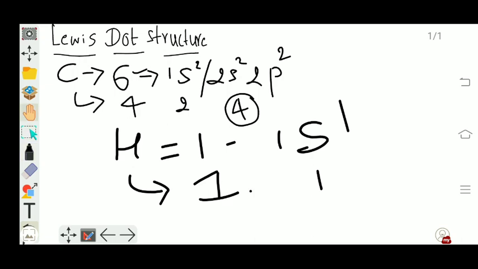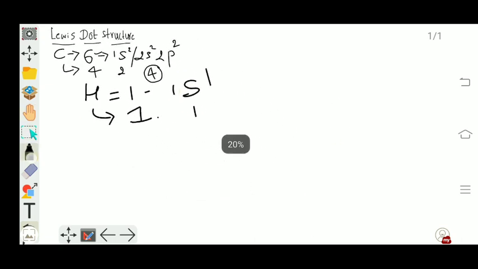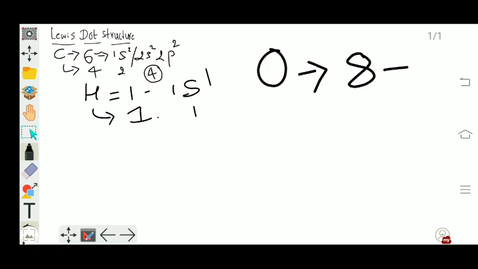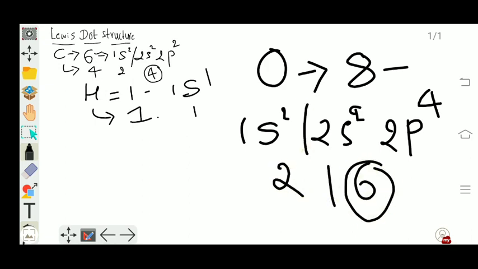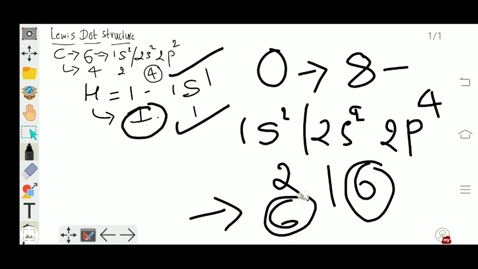Next I will tell you about oxygen. Oxygen has atomic number 8 and the electronic configuration 1s2, 2s2, 2p4. 4 plus 4 is 8, with 2 and 6. So oxygen has 6 valence electrons. Remember, carbon has 4 valence electrons, hydrogen has 1 valence electron, and oxygen has 6 valence electrons.